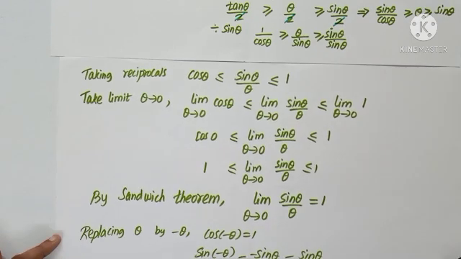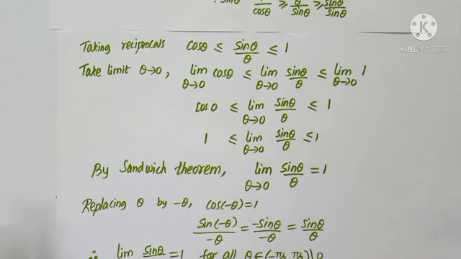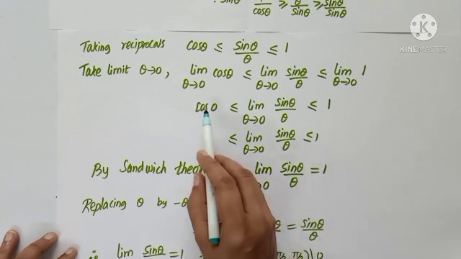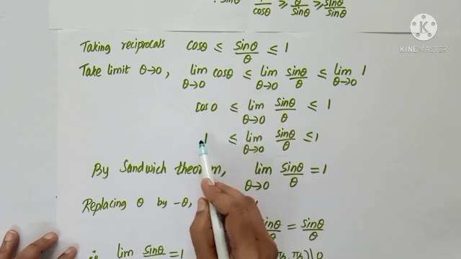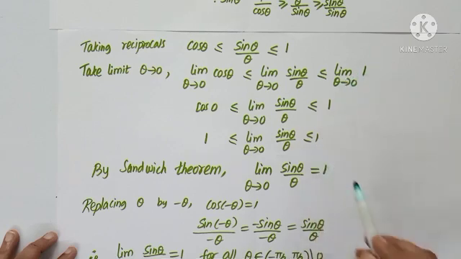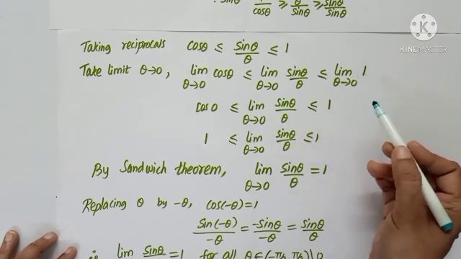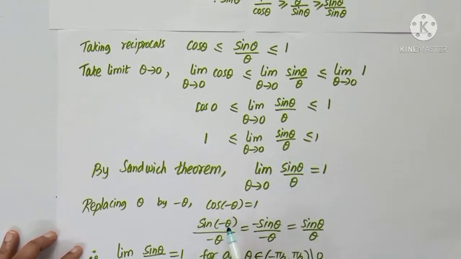And so, replacing theta by minus theta, because theta need not be positive in all the cases. If theta is minus, here I get cos of minus theta is cos theta, so there is no change in the limit. Here also there is no change in the limit whether it is theta or minus theta. In the middle, sine of minus theta by minus theta.